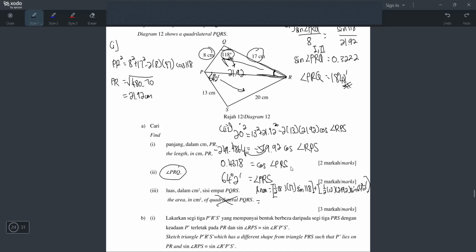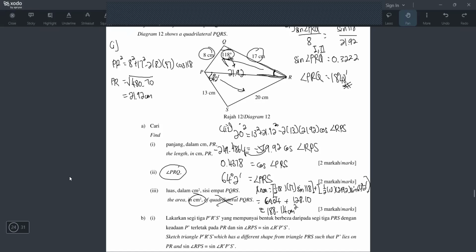Okay, so now let's press all of this inside my calculator. So 1/2 times 8 times 17 times sine 118. Okay, 60.04. That is the area of the top triangle. And then the other one, 1 divide 2 times 13 times 21.92 times sine 64 degree 2 minute. My calculator gives me 128.096. So I think it's 128.10. And then use the answer button plus 60.04. My calculator gives me 188.136. So 188.14 cm square, right? Because it's area, so cm square.